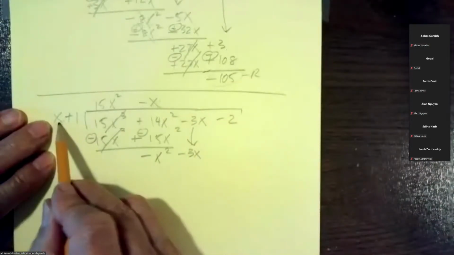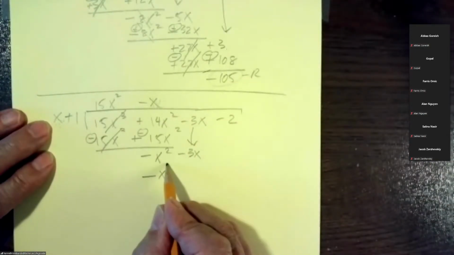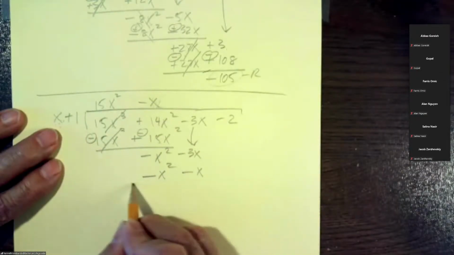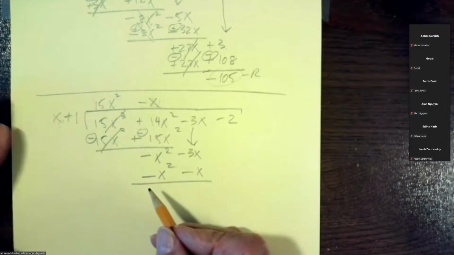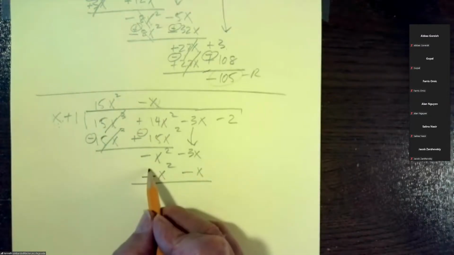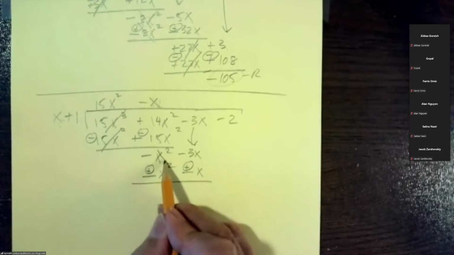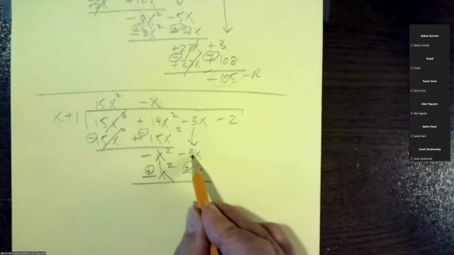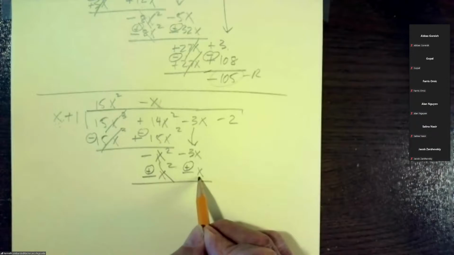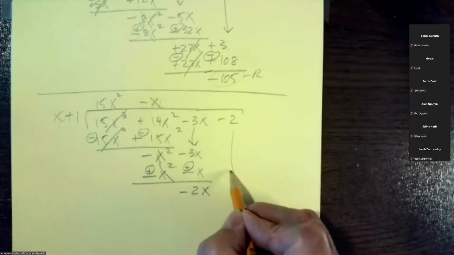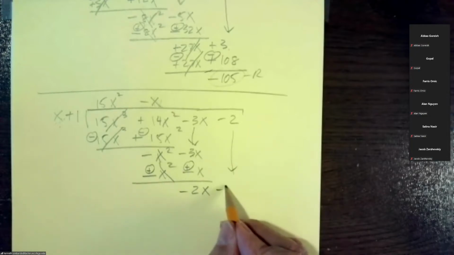So negative x times x is negative x squared. Negative x times 1 is negative x. All right, so we've got that. We're going to subtract. So we change these signs. We combine. Negative 3, plus 1. That's going to be a negative 2. The type is x. Bring down the negative 2.